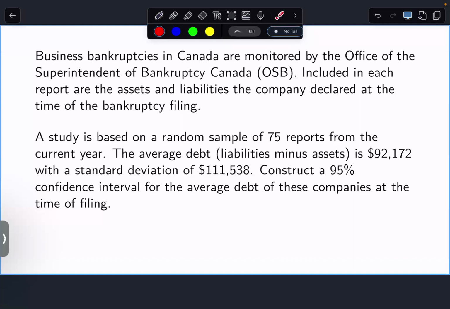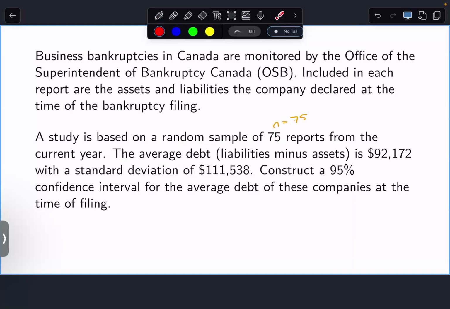So business bankruptcies in Canada are monitored by the Office of the Superintendent of Bankruptcy Canada, OSB. And included in each report are the assets and liabilities the company declared at the time of the bankruptcy filing. A study is based on a random sample of 75 reports. Okay. So here I've got N is 75. I like that it was randomly sampled. What does that tell me? It tells me that these reports are representative of all reports from the current year.